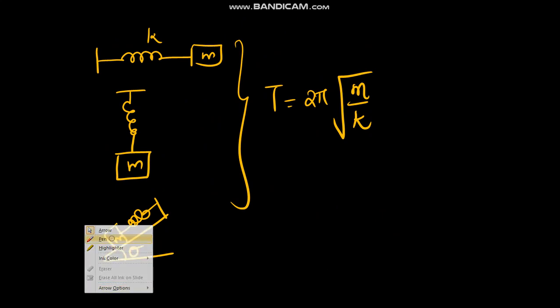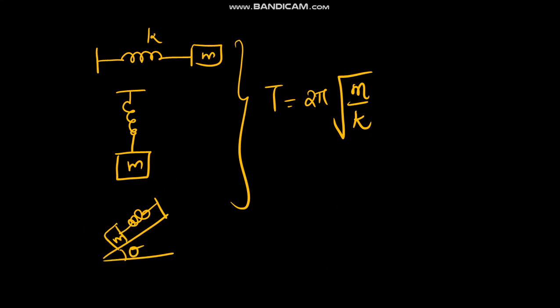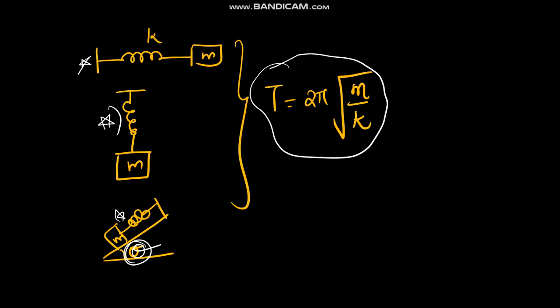See here, for this arrangement, for this arrangement, and for this arrangement with an angle of inclination theta, in all three cases the time period is T is equal to 2 pi root of m by k. This is the most commonly asked question, that whenever this theta is given, students get confused. Just T is equal to 2 pi root of m by k, you must remember.